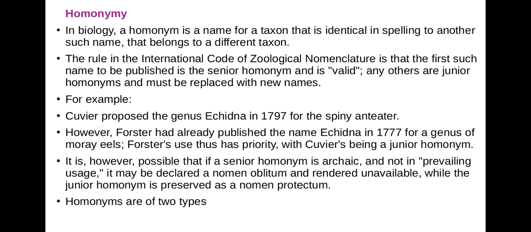For example, Cuvier proposed the genus Echidna in 1797 for spiny anteaters. However, Forster had already published the name Echidna in 1777 for a genus of moray eels. Forster's use has priority, with Cuvier's being a junior homonym.